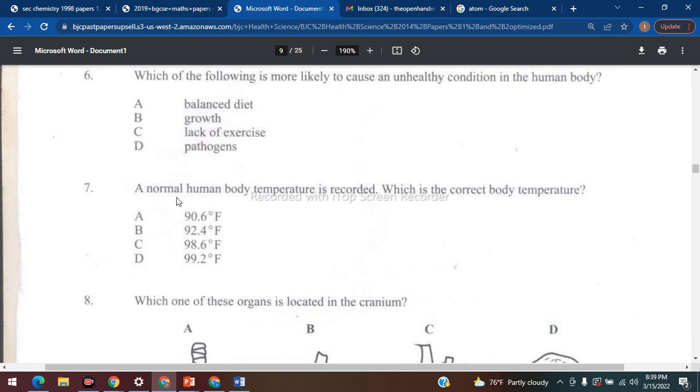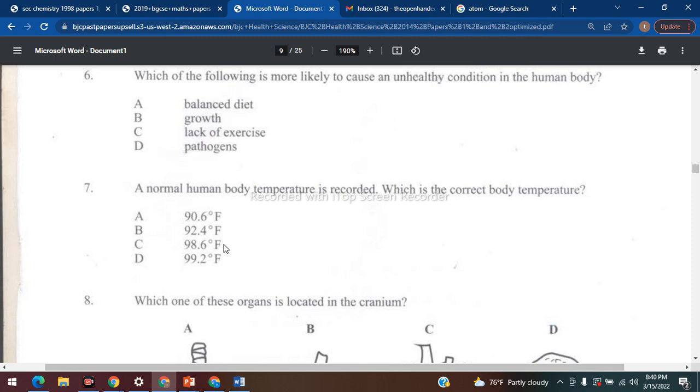Number 7. A normal human body temperature is recorded. Which is the correct body temperature? 98.6. Very good. That's correct. 98.6 degrees Fahrenheit. And that's how you know if these machines are working too. If they give you a reading and it says 66.8, you say, well, the machine is not working, and they just have it there for show.